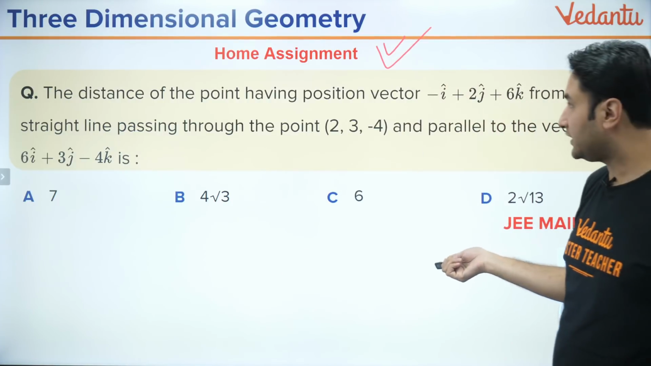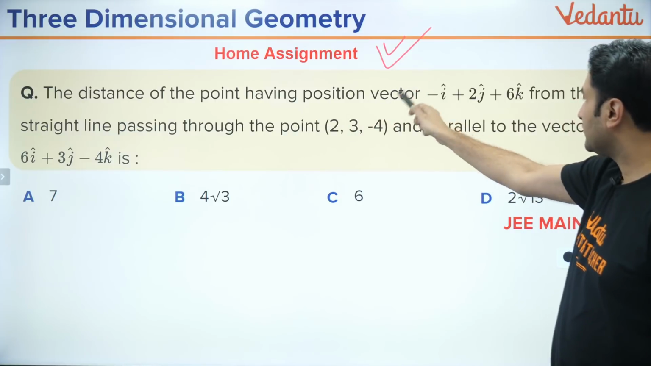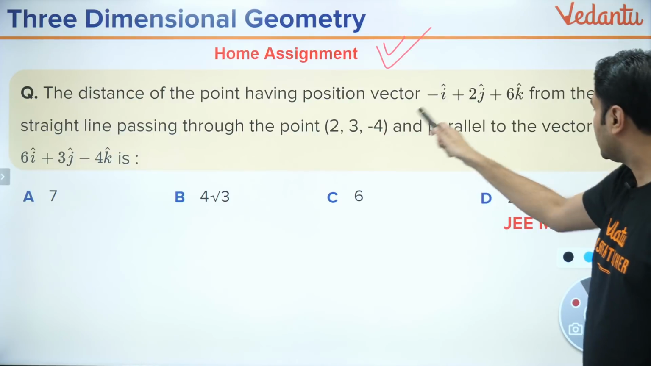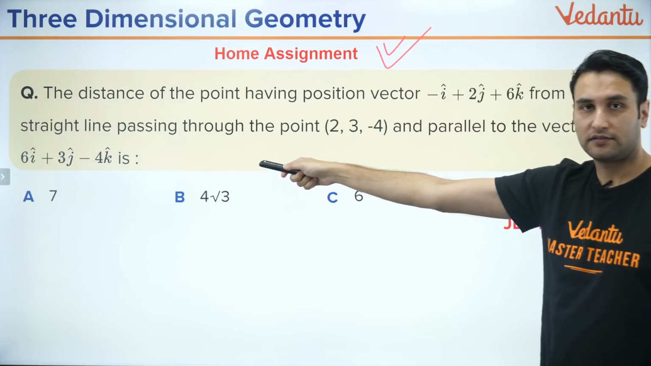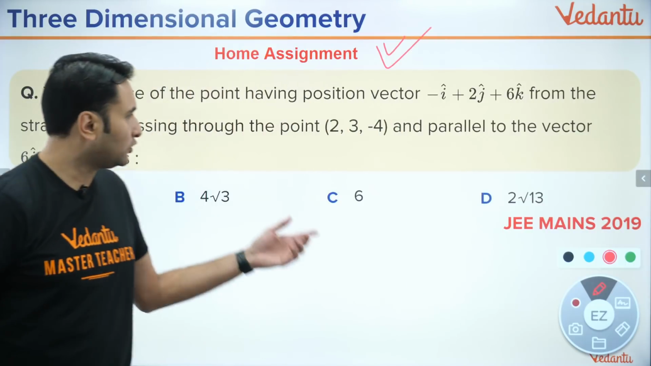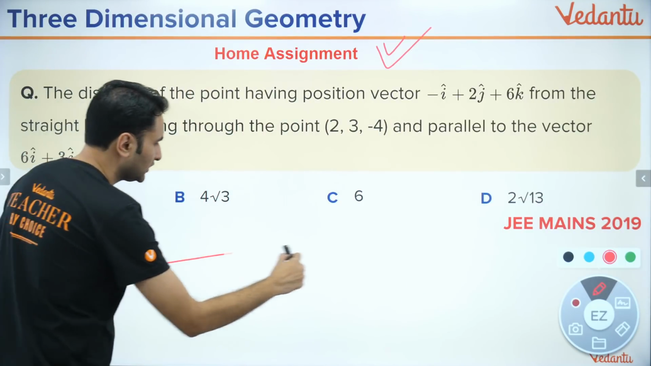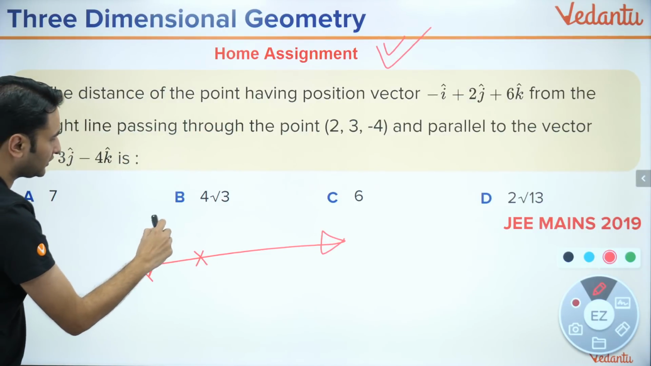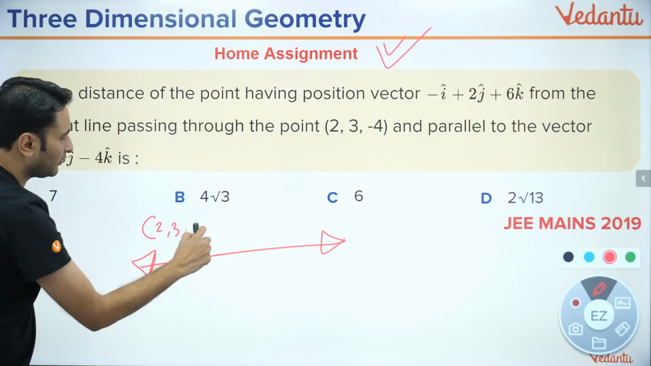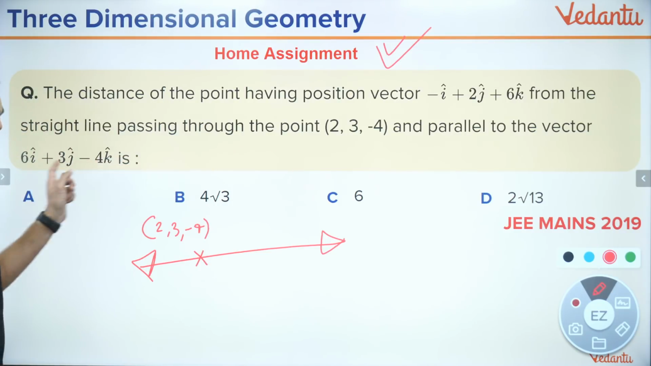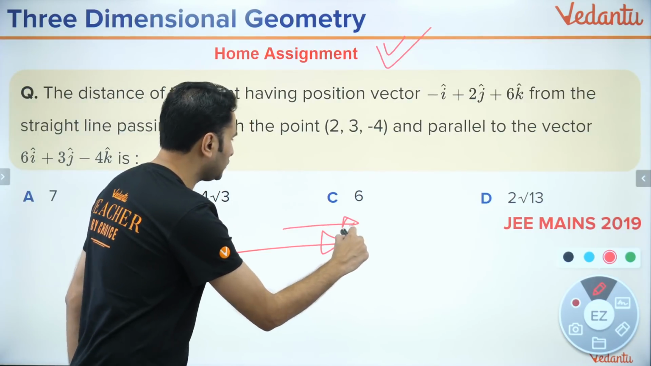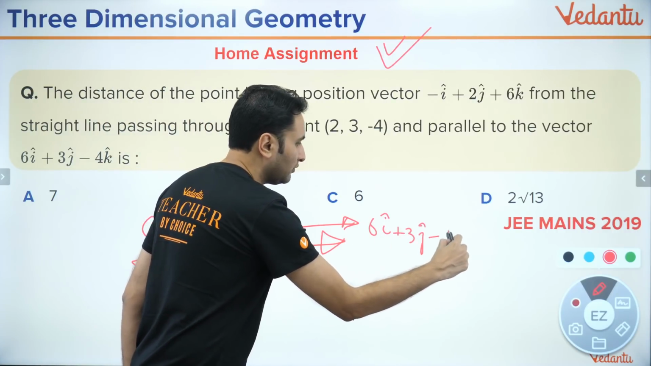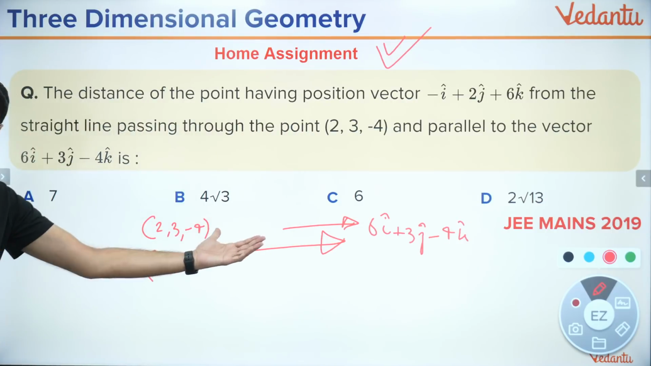Again, JEE Mains 2019. The distance of the point having the position vector this from the straight line passing through the point this and parallel to the vector this is. You can do. Can you write down the equation of the straight line बच्चों? A straight line which passes through the point 2, 3, minus 4 and is parallel to the vector 6i plus 3j minus 4k. Can you write down the equation of this line?